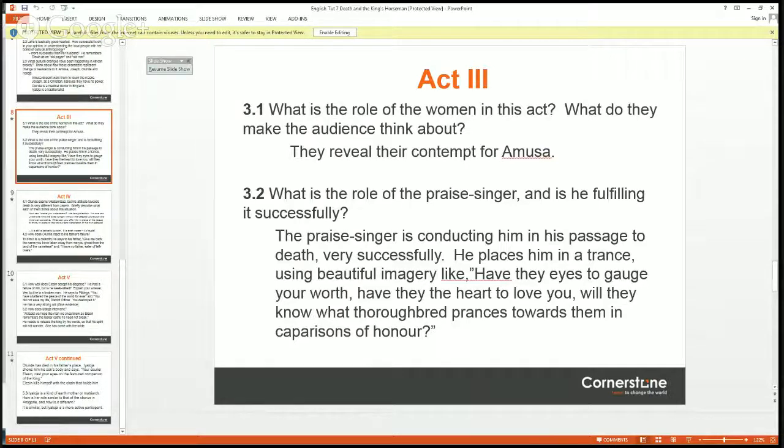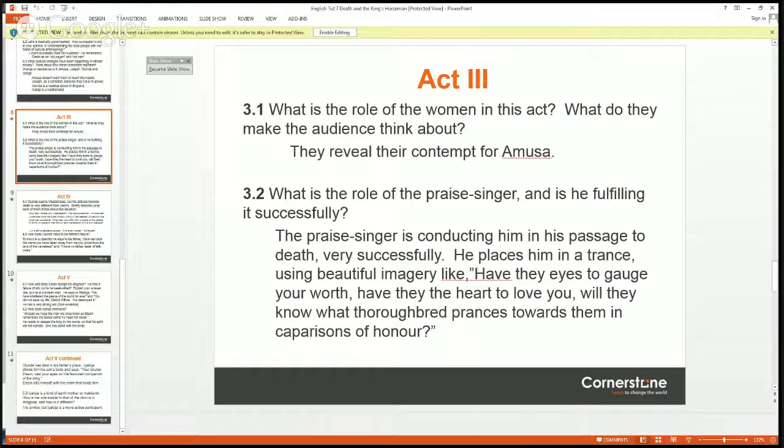Good. Answer. The praise singer is conducting him in his passage to death, and he is doing it very successfully. He places him in a trance, and while the man is dying and answering him and saying, yes, I can feel I'm fading, and he goes very far away, Elesin. The praise singer says, have they eyes to gauge your worth? Have they the heart to love you? Will they know what thoroughbred prances towards them in caparisons of honor? He's talking about the people who are already dead.